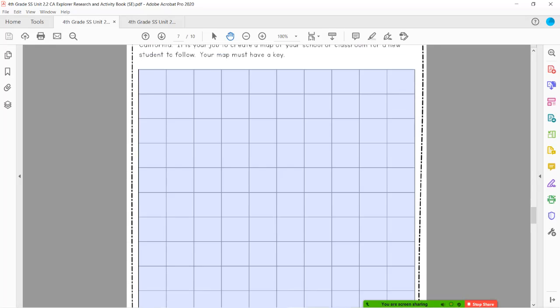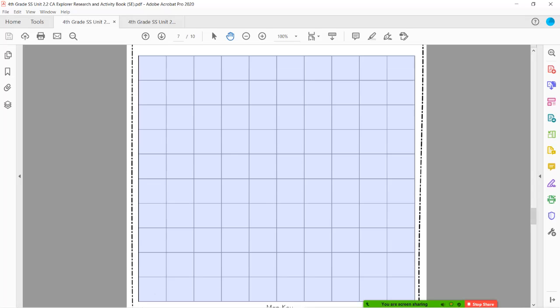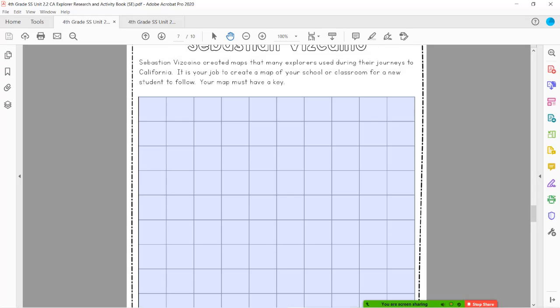Now, I know that technically we're not in a classroom right now. So what you can do is create a map of your house of how to get to your bedroom. So if someone were to look at the map, they would be able to follow it and find your room if they were going to your house for the very first time.